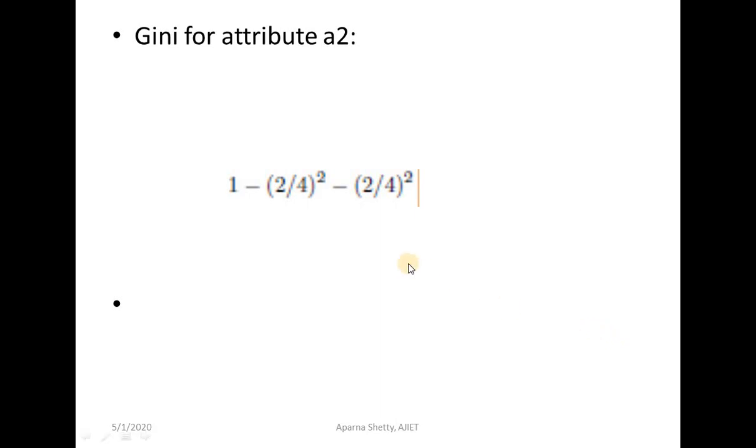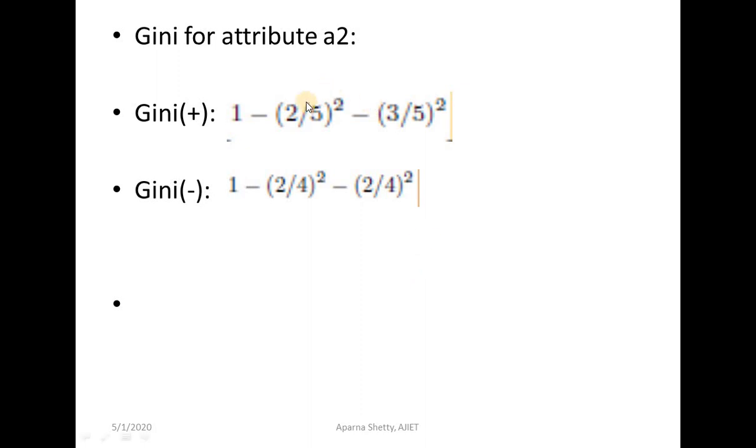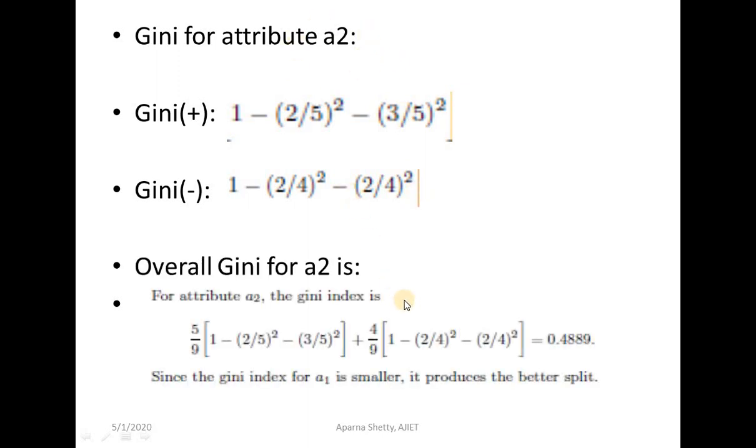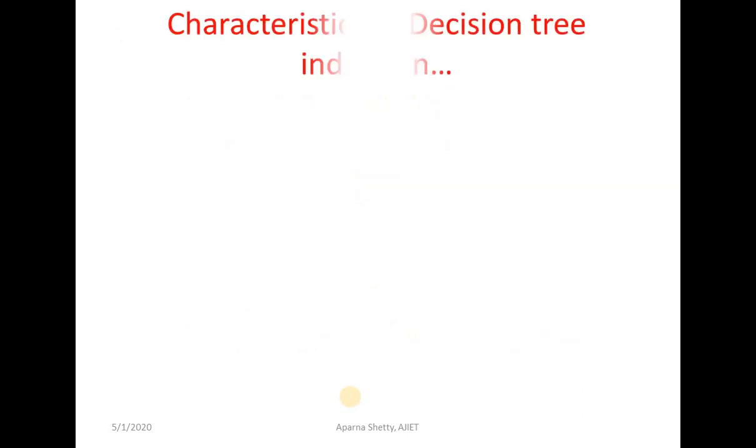Next, Gini for attribute A2. You have to calculate the Gini for class label plus and class label minus for attribute A2, then calculate the overall Gini for A2. You will get 0.4889. Since the Gini index for A1 is smaller, it produces the best split. That was about the problems.